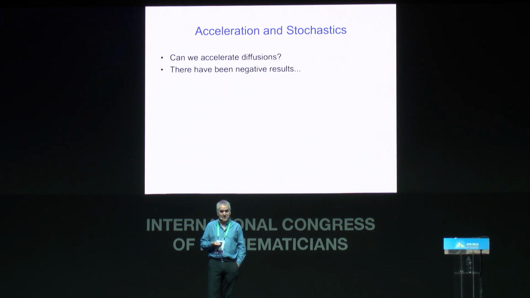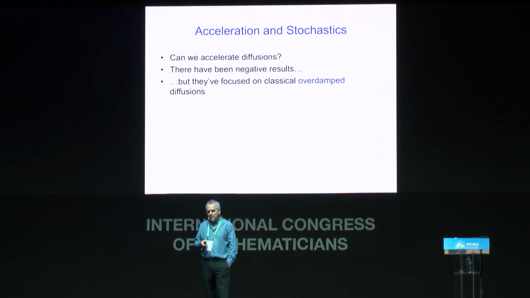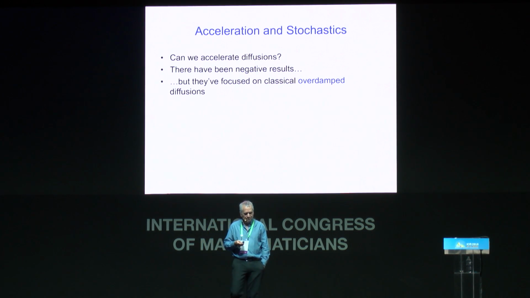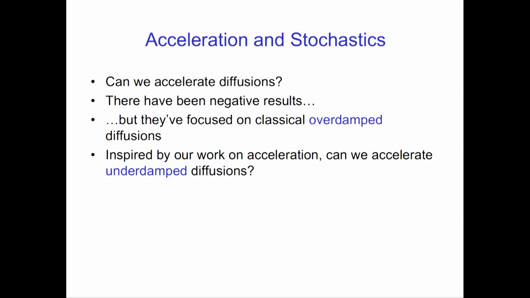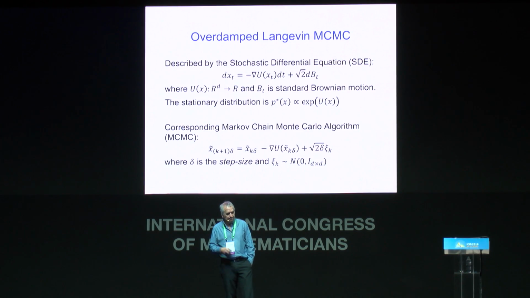So there have actually been some theorems that are negative in this regard. But I don't believe those theorems because I don't think the scope is right. They've been studying a particular diffusion, which is what's known as overdamped Langevin diffusion. You all know what that is, but I'll show that to you in a minute here. The work that we've just been talking about says that if we look at second-order dynamics, so perhaps underdamped diffusions, those are the dynamics that give you acceleration phenomena. So what about in the diffusion world? Is that same kind of phenomena occurring for underdamped diffusions?